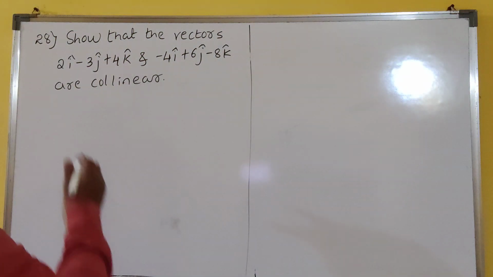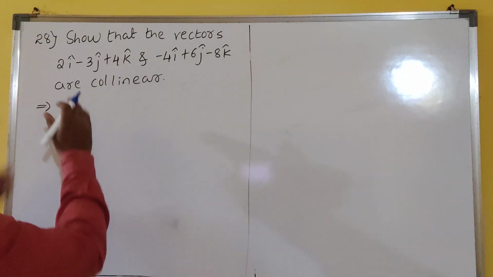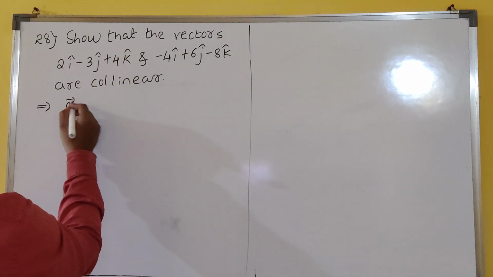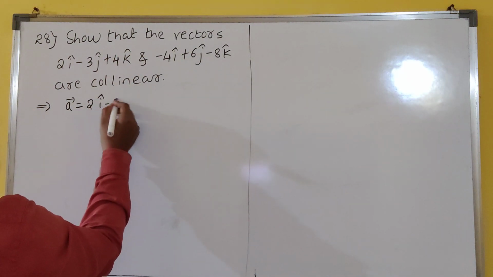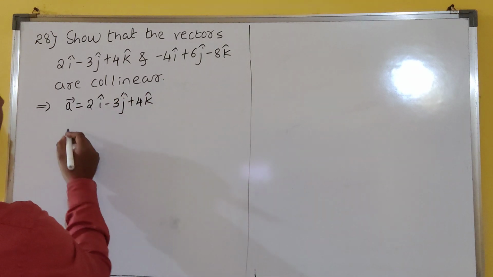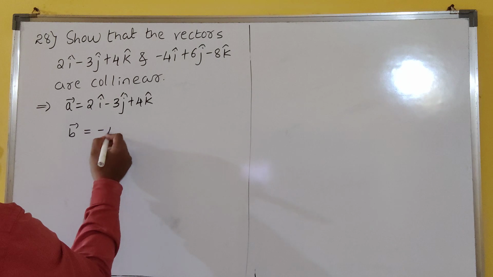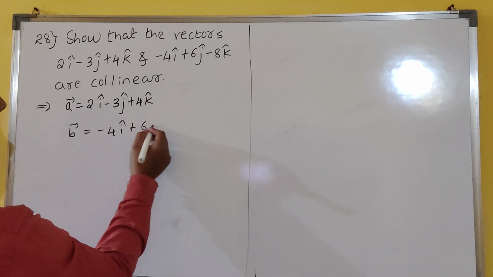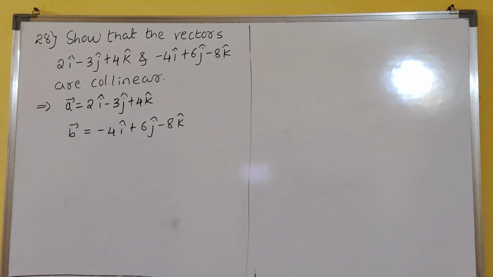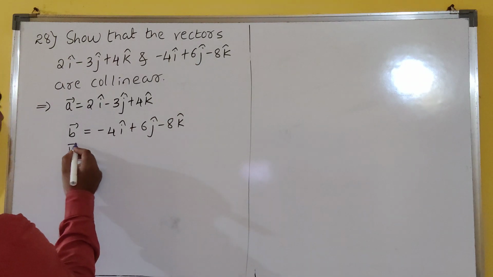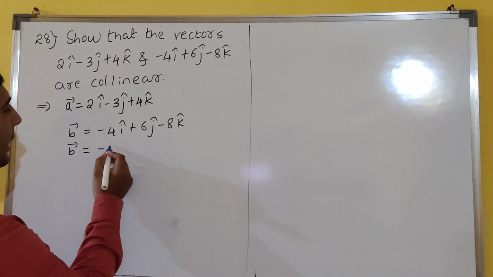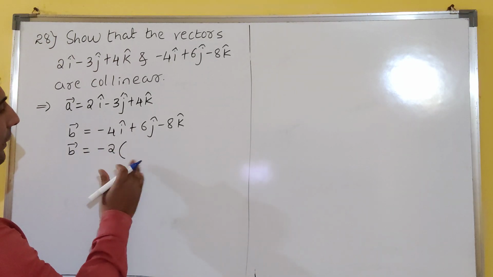So parallel we have to show means you know that first we will call the name for these two vectors. Vector A is equal to 2i cap minus 3j cap plus 4k cap, and vector B is what, dear students? Minus 4i cap plus 6j cap minus 8k cap. Clear? So I hope it is clear. So vector B is equal to, I can take minus 2 here outside.